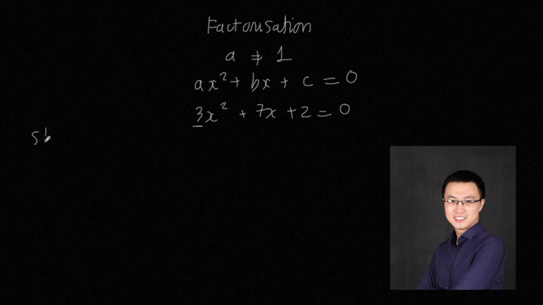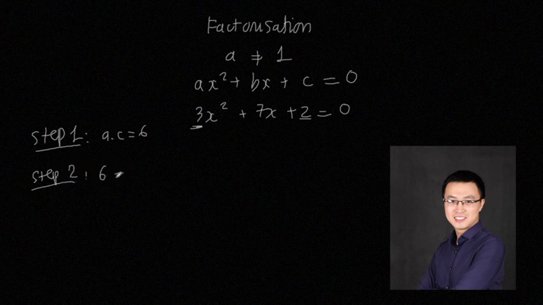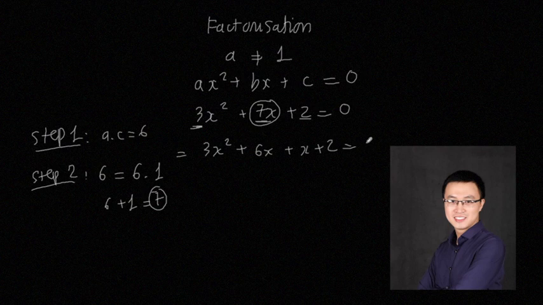So the first step is a times c. Identify a times c: here you have 3 and 2, so you have 6. And step 2, separate 6 into something times something, and when you add them together you get 7. So I will choose 6 times 1, because 6 plus 1 equals 7, the same number as this one. So I will separate 7x into 6x plus x, and plus 2.